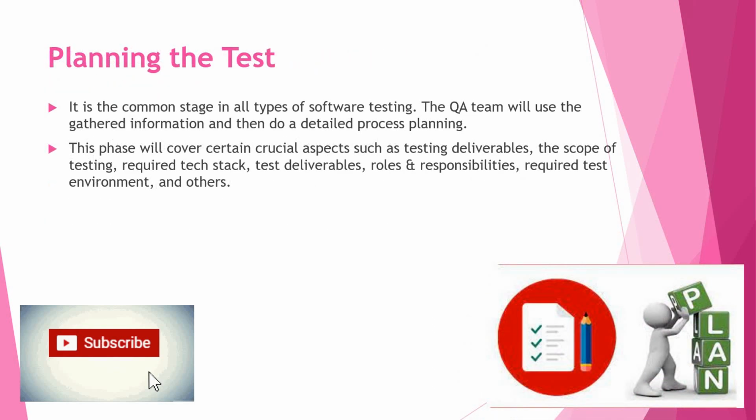Planning the test is a common stage in all types of software testing. Like we'll plan the task. So the QA team will use the gathered information and do all the detailed process planning. This phase will cover certain crucial aspects such as the scope of testing, the required test deliverables, roles and responsibilities, required test environments, and others. There are a lot of things.